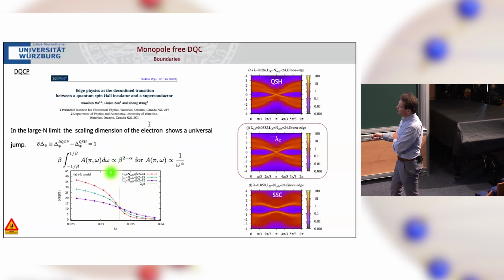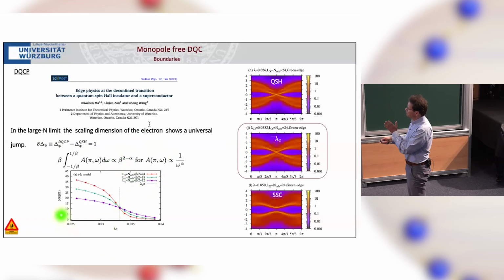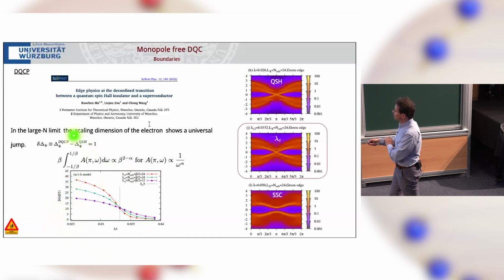And these are the results, right? These are the results. There's no manipulation or anything. We just calculate this, multiply by beta, and plot it, and this is what we see.